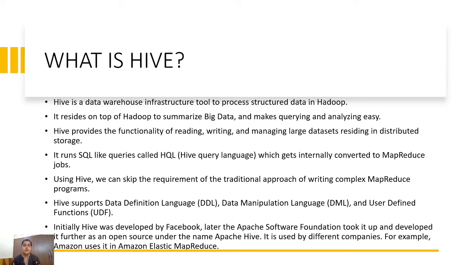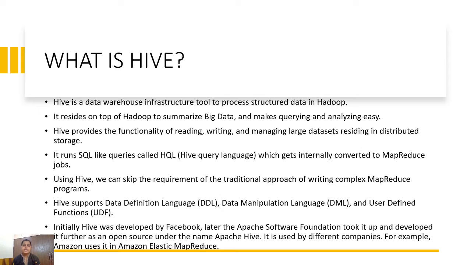Hive is a data warehouse infrastructure tool to process structured data in Hadoop. As we have seen, MapReduce deals with structured, semi-structured and unstructured data, and Hive is a part of it, helping it solve its operations. So Hive deals with only structured data. It resides on top of Hadoop to summarize big data and makes querying and analyzing easy. Hive provides the functionality of reading, writing, and managing large data sets residing in the storages. It runs SQL-like queries called HQL, Hive Query Language, which get internally converted to MapReduce jobs.